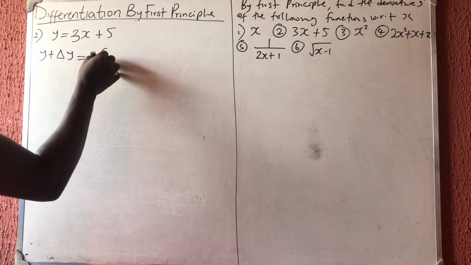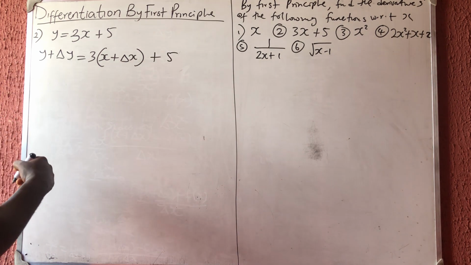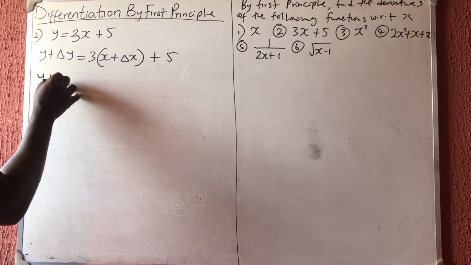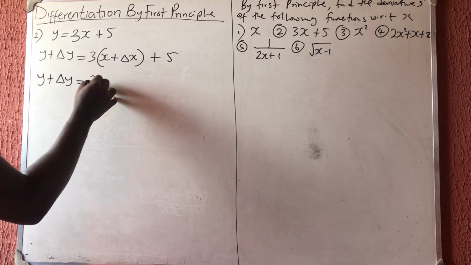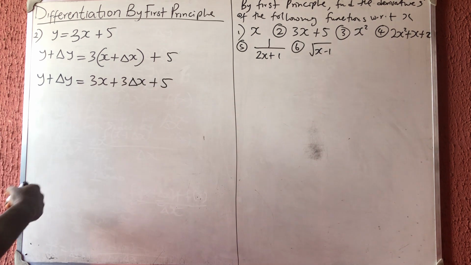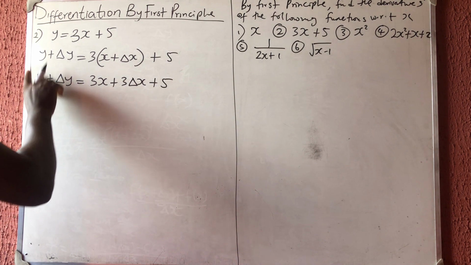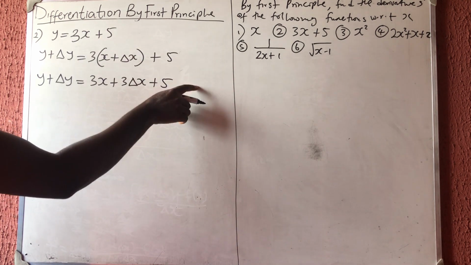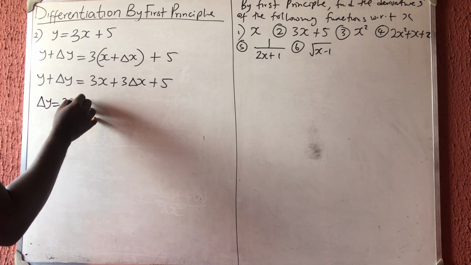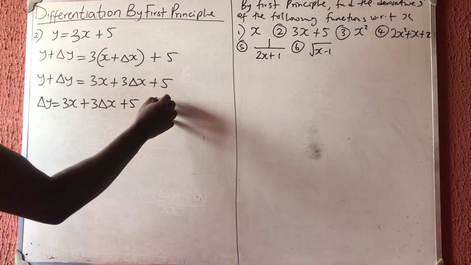3 in bracket of x plus what? Change in x, right? Then plus 5. So what do we do? Let us open bracket. I have that y plus change in y is equal to what? 3x plus 3 change in x, then plus 5. All right. So the next thing we do is to collect like terms. This one will move here. If this one is moving here, I'm going to have that change in y is equal to 3x plus 3 change in x plus 5, then minus y.